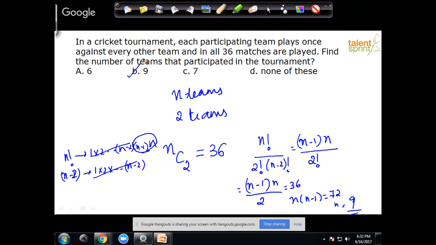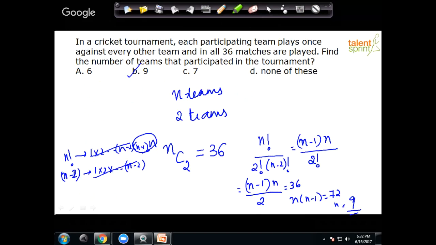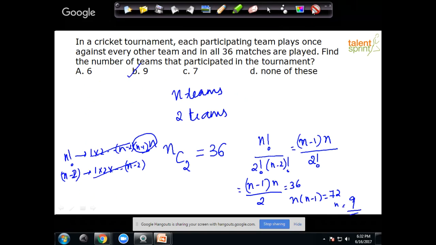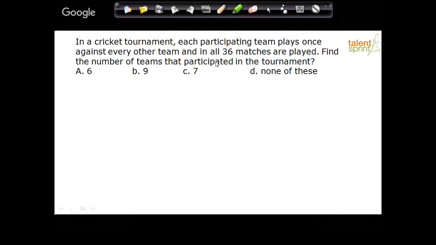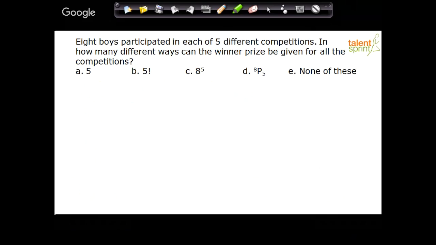So let's move on to the next question. The next question is as follows. 8 boys participated in each of 5 different competitions. In how many ways can the winner prize be given for all the competitions? So how do we solve this question? Eight boys participated in each of 5 different competitions. In how many different ways can the winner prize be given for all the competitions? You guys there? I'm unable to see your chat.